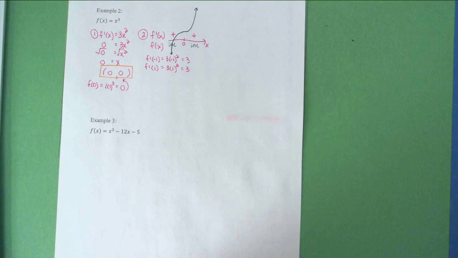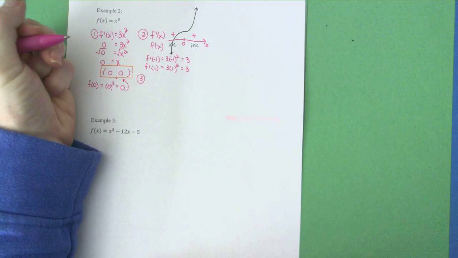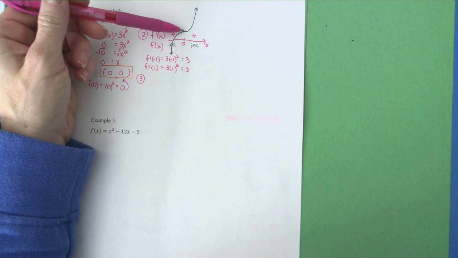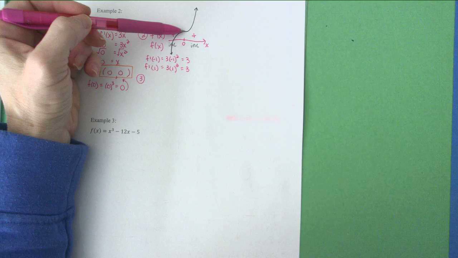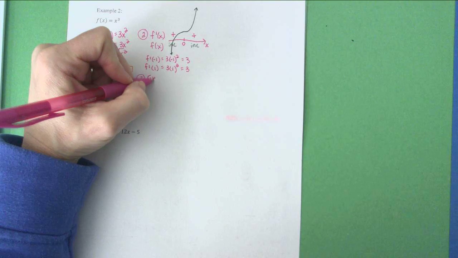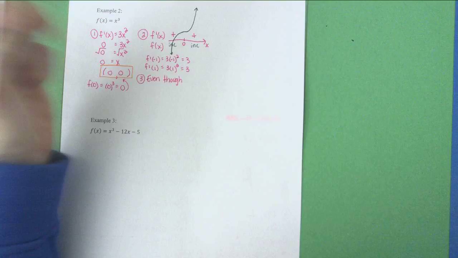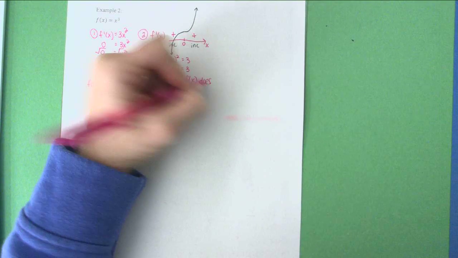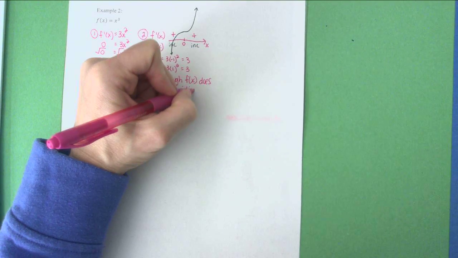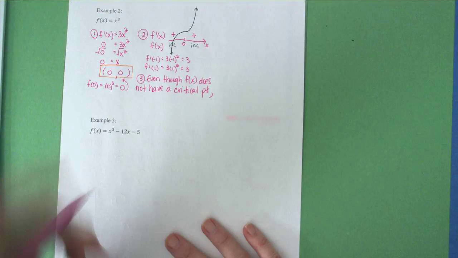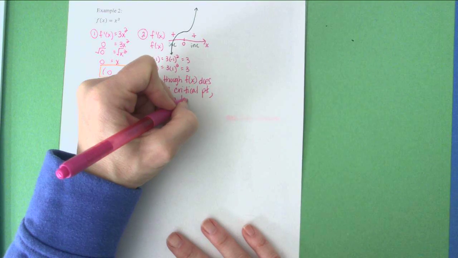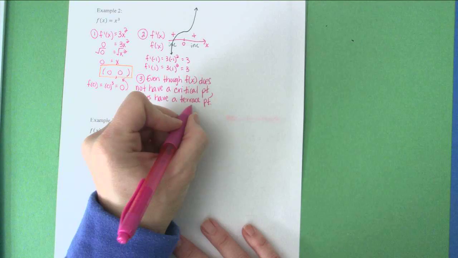When we go on to part 3, where they want us to state the type of critical point we have, we actually do not have a critical point. Critical points are defined as maxima or minima. This point right here is neither, but it does have a name. So even though f of x does not have a critical point, it does have a terrace point. That's what we call this, a terrace point.